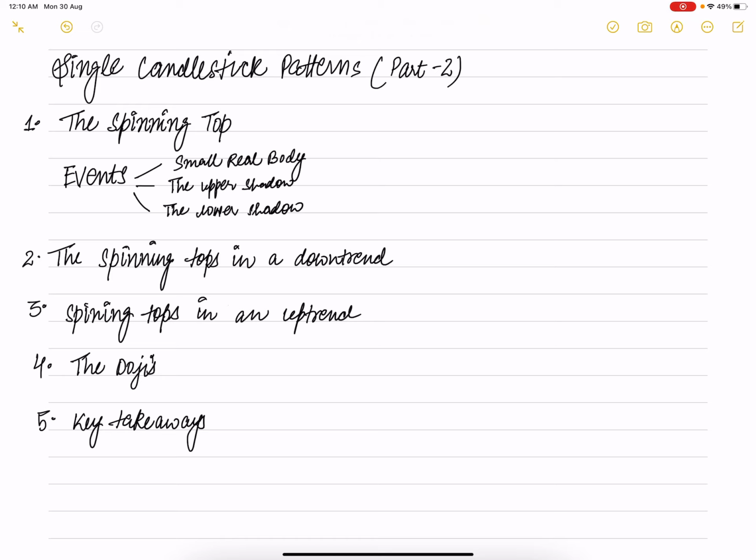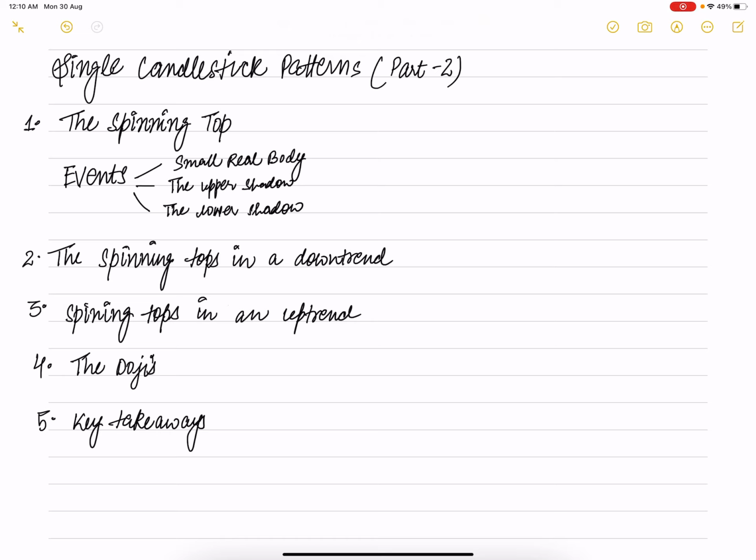Now coming to the second event, the upper shadow. The upper shadow connects the real body to the high point of the day. If it is a red candle, the high and the open are connected. If it is a blue body, the high and close are connected.